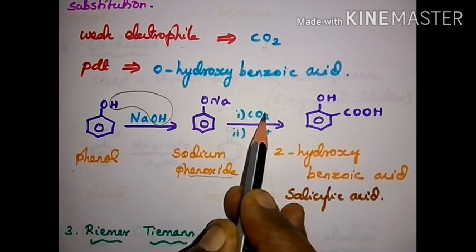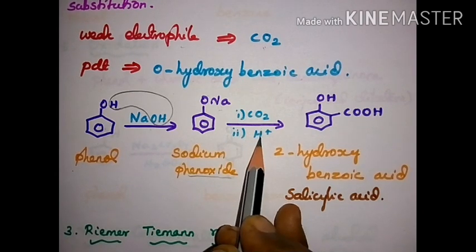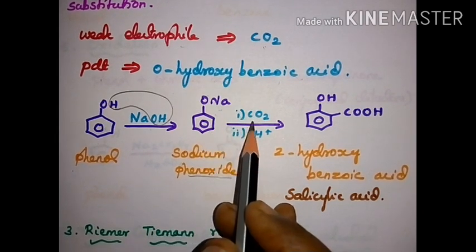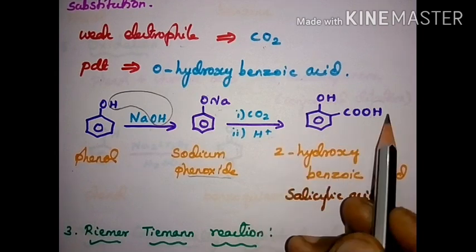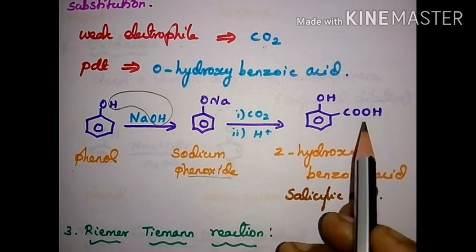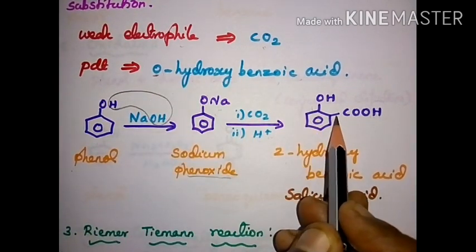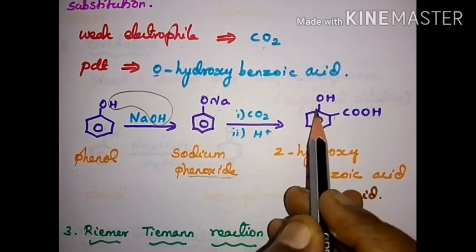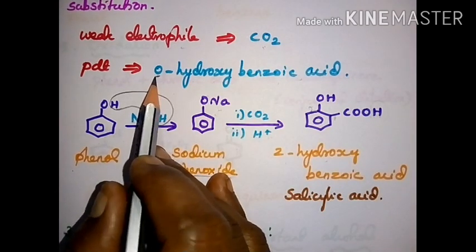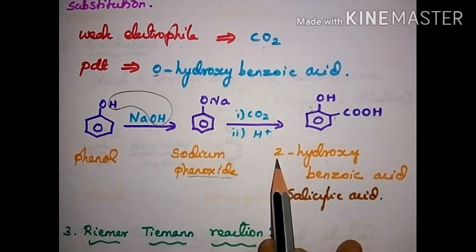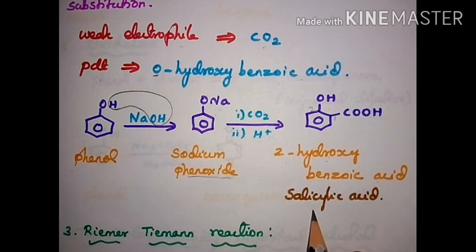In the presence of carbon dioxide, which is an electrophile, with acidification, first it forms sodium salicylate. Here Na is formed first, and then on acidification this Na goes out and we get an H here. So we get 2-hydroxy. Here it is 2, here it is ortho. The 1,2 position is called ortho, no? Hydroxybenzoic acid, both are the same. We may say either ortho or 2, both represent the second position. This ortho hydroxybenzoic acid is called salicylic acid.